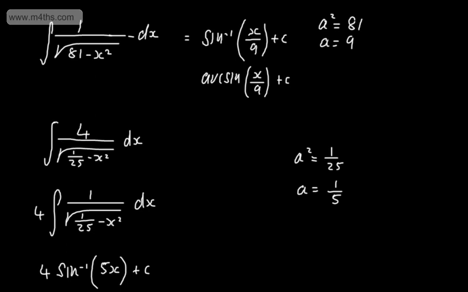Let's look at another one. What we're going to have this time now is the integral of 2 over the square root now of 9 minus 4x squared, and we're going to integrate with respect to x. So if we look at this time now we have a coefficient on the term in x squared. The coefficient is going to be 4. So what we need to do is factor that out.